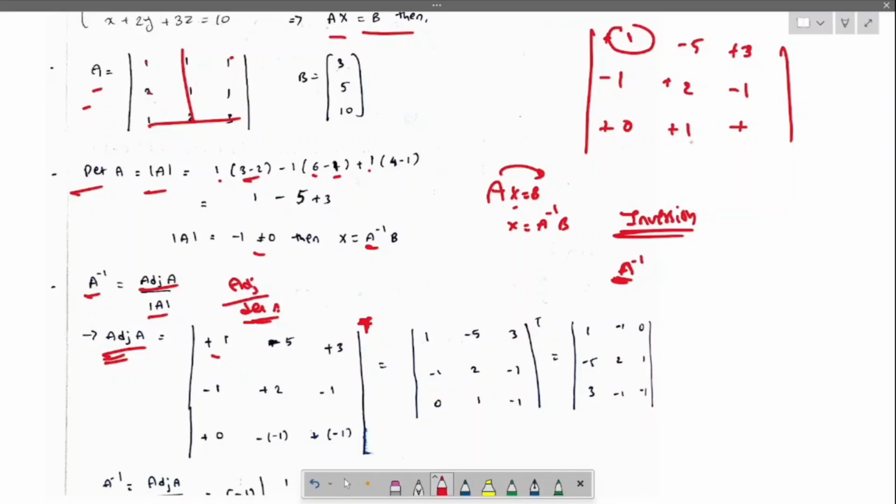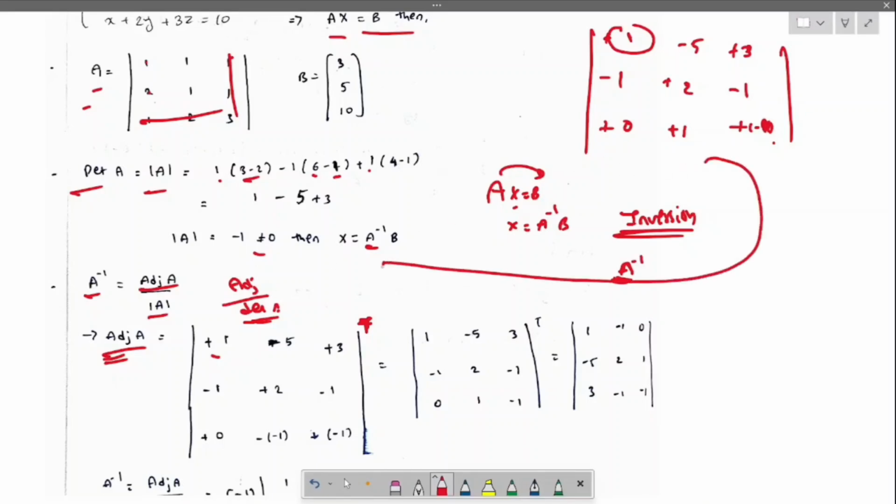Minus 1 into minus 1, which is plus 1, right? Again, now for this you need to ignore in this manner: 1 minus 2, which is minus 1. This is the matrix here, right? Now this is in the transpose format. Simplify these things, and when you simplify, you will get this.